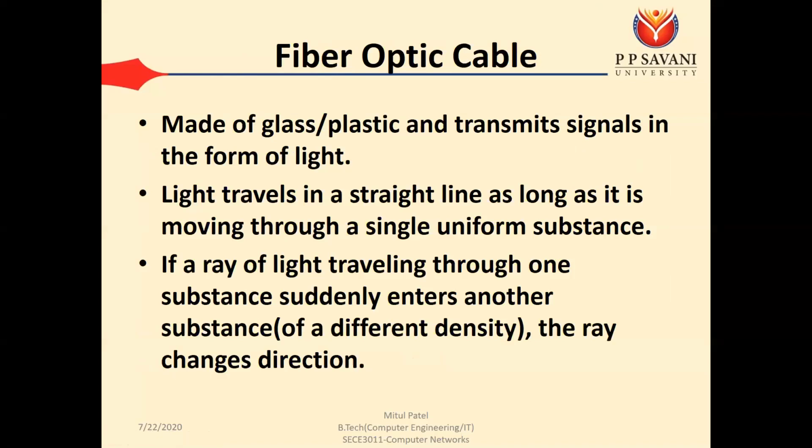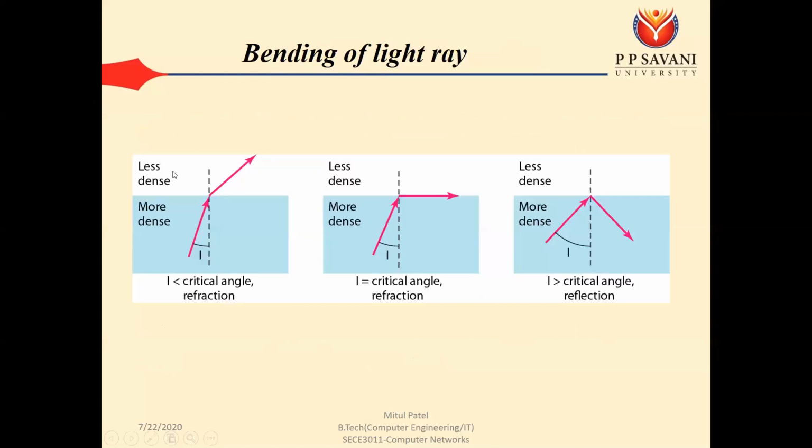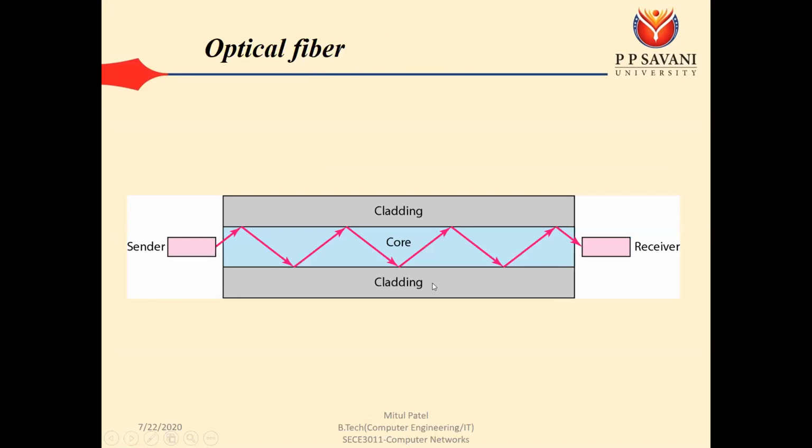And finally we have the fiber optic cable, in which we are transmitting our data in the form of light. Here we have the concept of incident angle and critical angle. If the incident angle is less than the critical angle, we have refraction; equal to it, then refraction along the boundary; and greater than the critical angle, reflection. In the fiber optic cable we are following this third principle, that if the incident angle is greater than the critical angle, then we have reflection. Actually, time is completed.